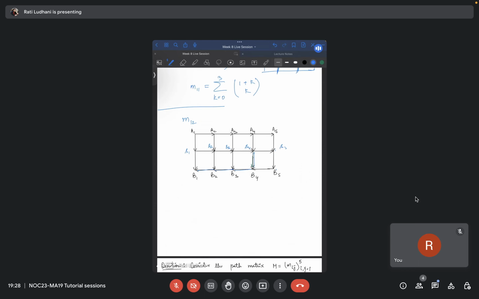So A1 to B2, now if you compare with M11, what is happening? Same thing, you will go like this, like this, and like this. Not here exactly, you'll just reach here, because there is no other option. So whether you reach B2 or B1, it is the same thing. So 1 is there. If I write it in that form, you have 1 plus 0 choose 0.